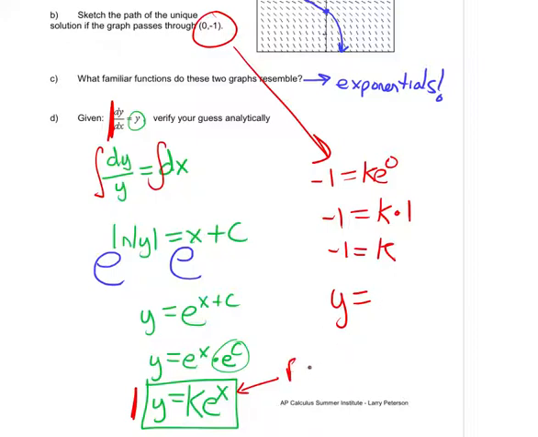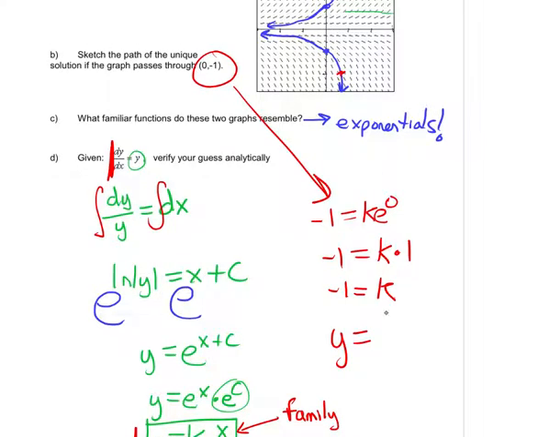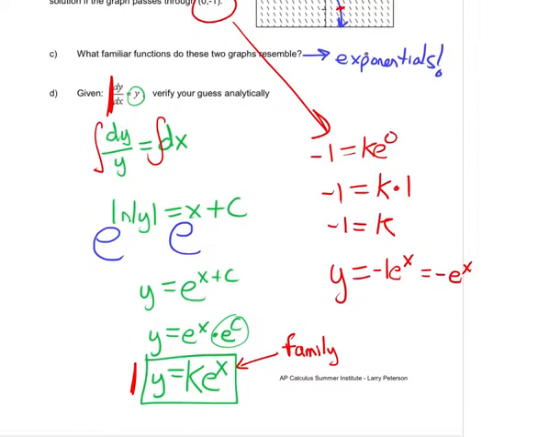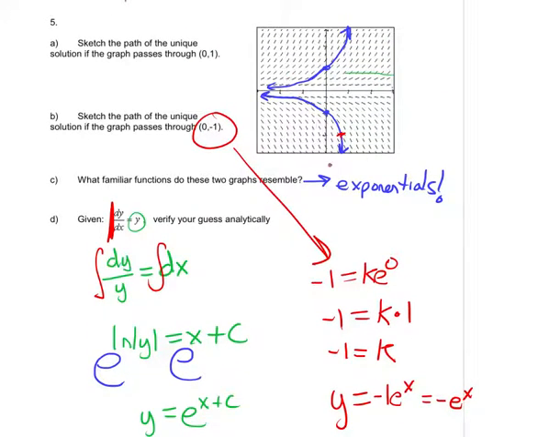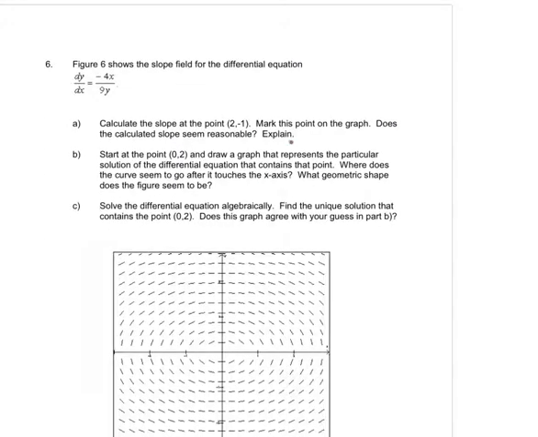Our particular solution, though, for this particular curve up here is going to be negative 1 e to the x, or just negative e to the x, which makes sense because it's e to the x, which is this one, flipped over. Okay. You know, I think I'm going to do one more example.